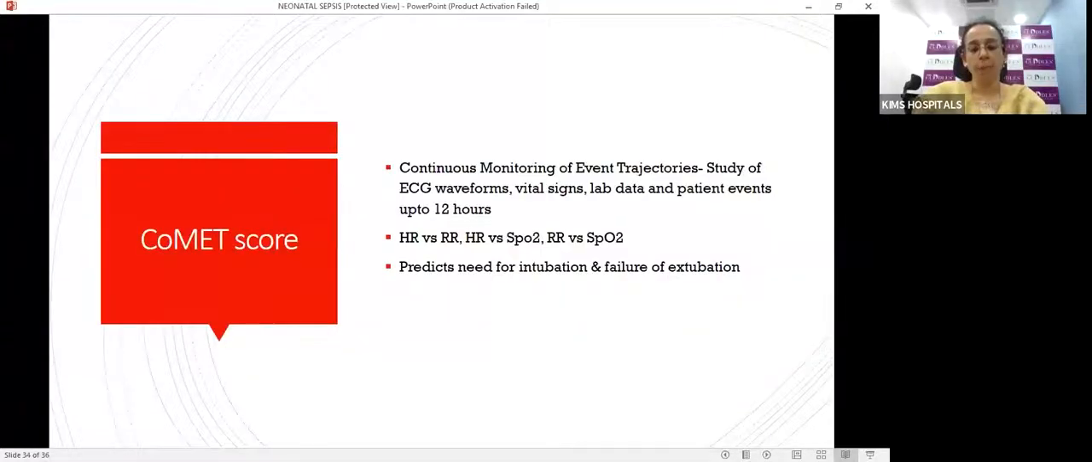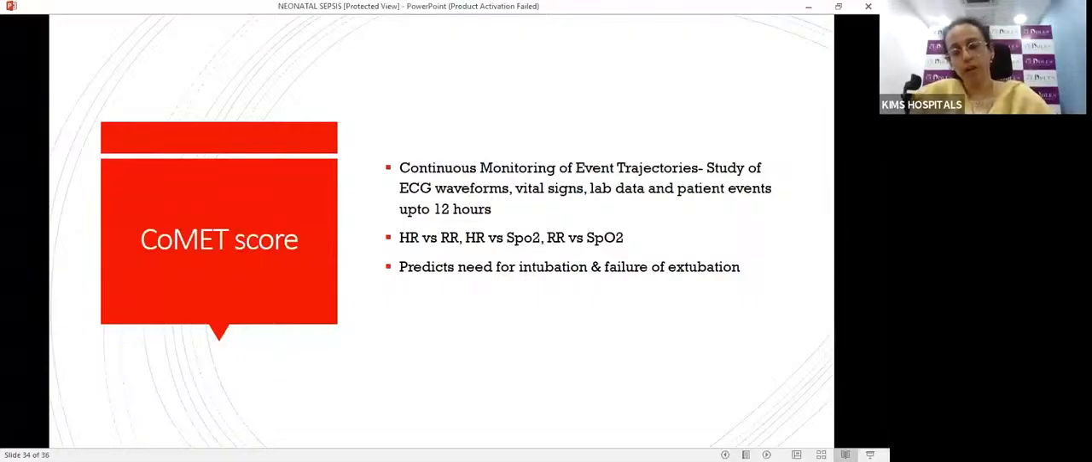The other one is the CoMET score. What is the CoMET score? Continuous monitoring of event trajectories. That is, it includes the study of various ECG waveforms, vital signs, lab data, and patient events for up to 12 hours. It also gives us a comparison between different parameters such as heart rate versus respiratory rate, heart rate versus SpO2, and respiratory rate versus SpO2. That can also help in predicting the need for intubation in any baby.